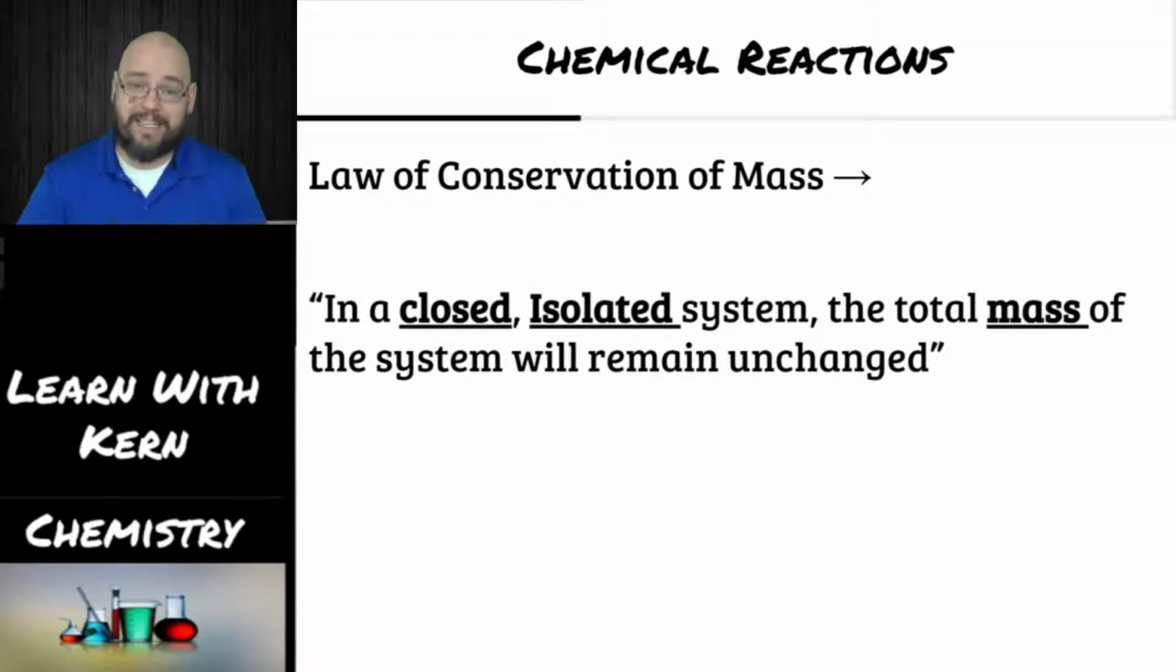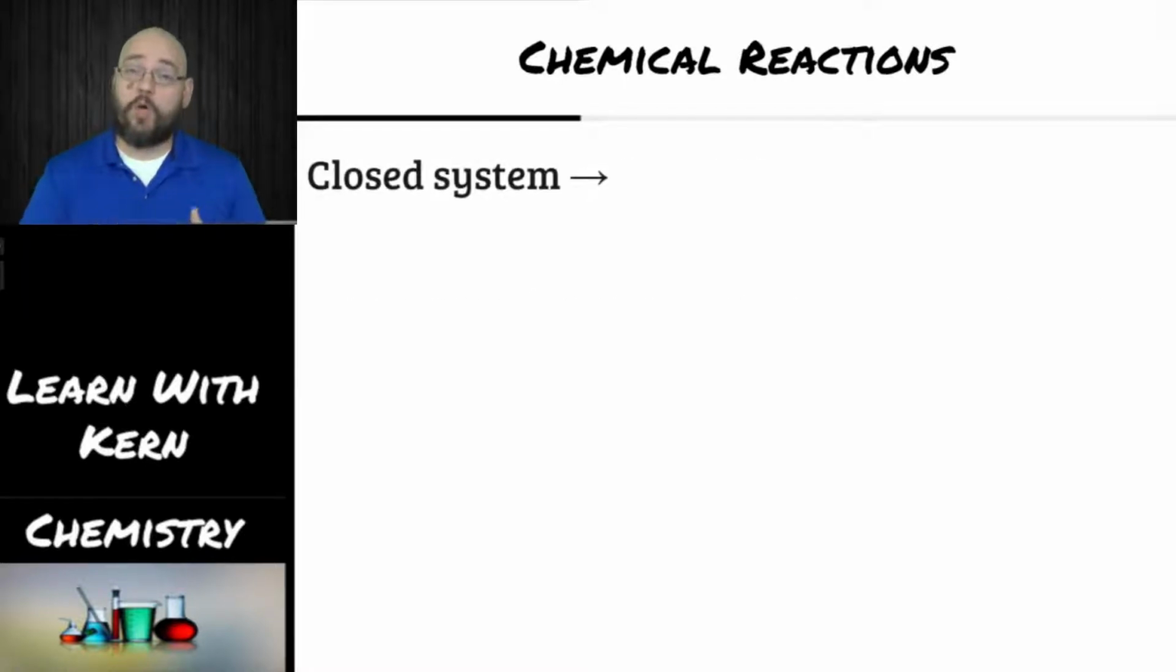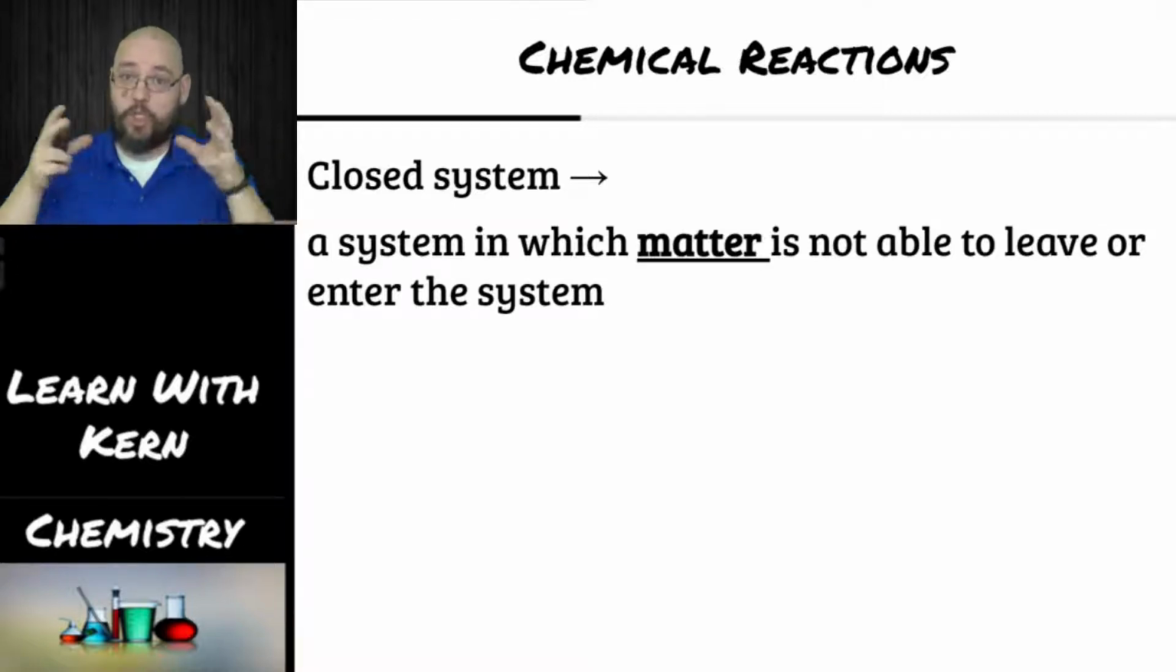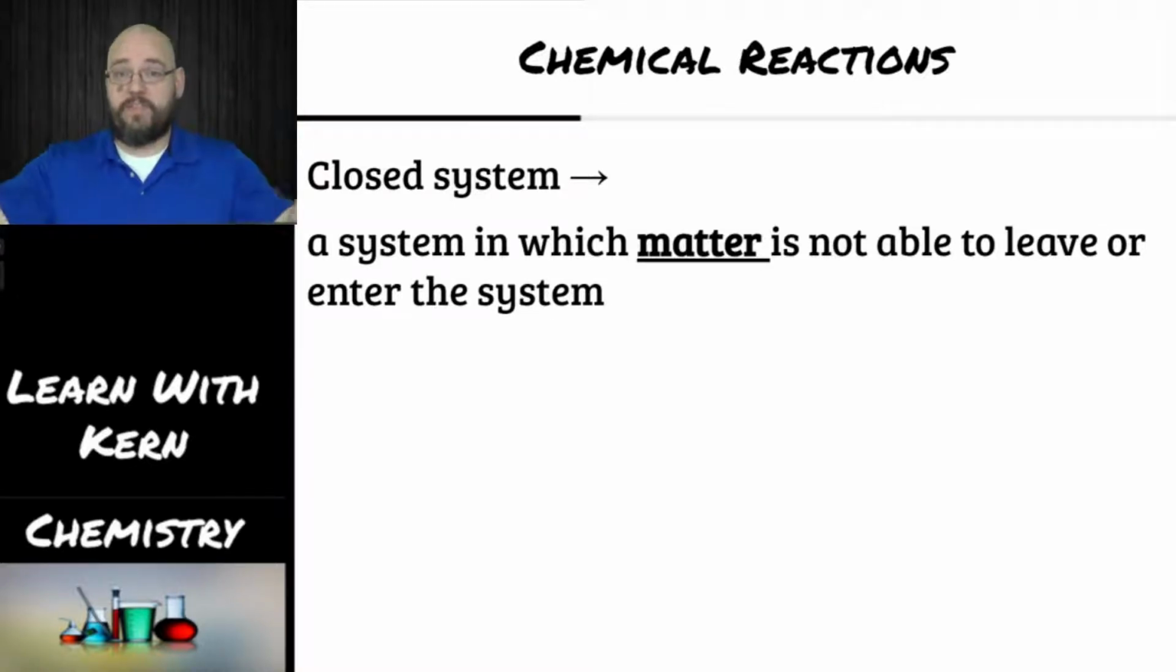In an isolated, closed system, the total mass of the system will remain unchanged. So what does that mean? Well, a closed system is a system in which matter is not able to leave or enter the system. So it's contained, it's closed. You can't add stuff to it and stuff can't escape out of it.